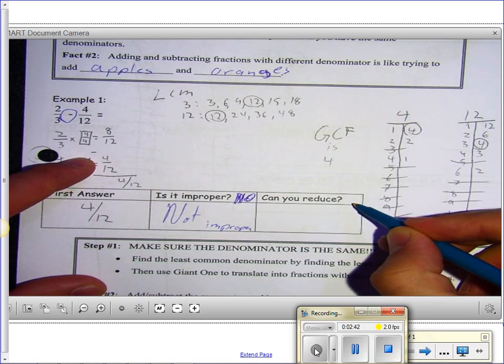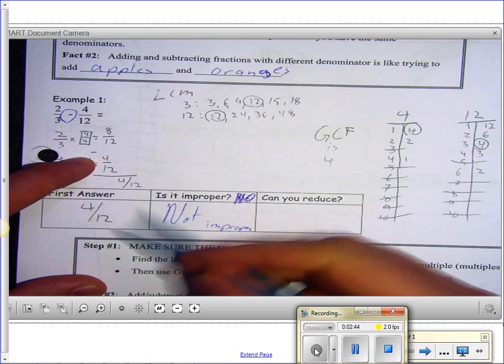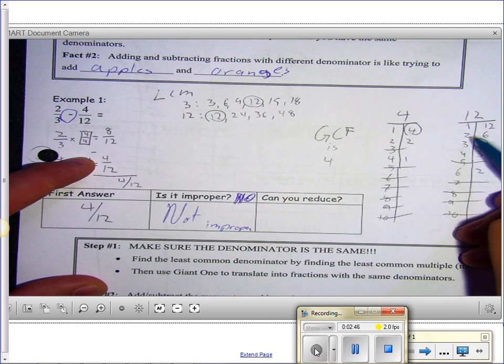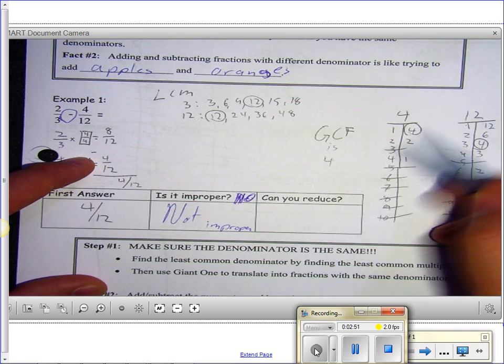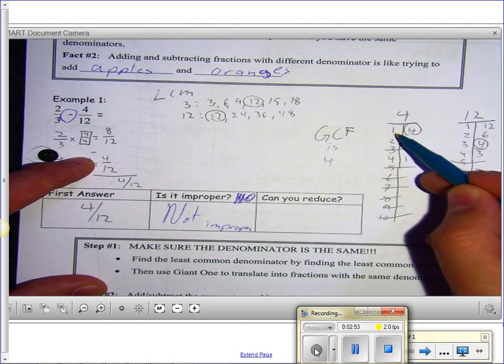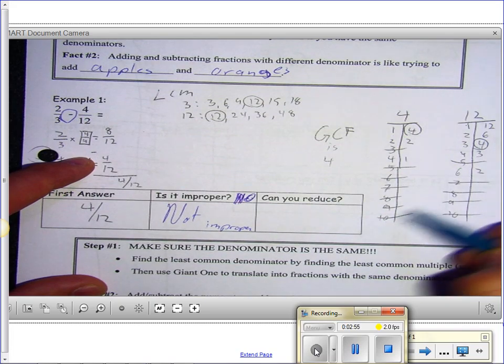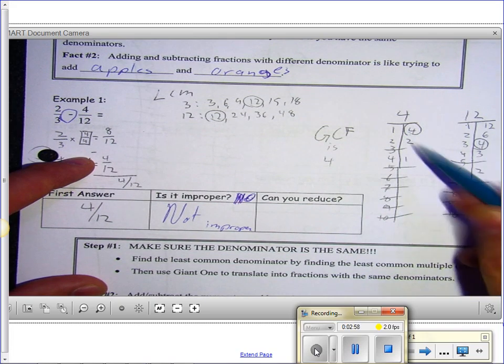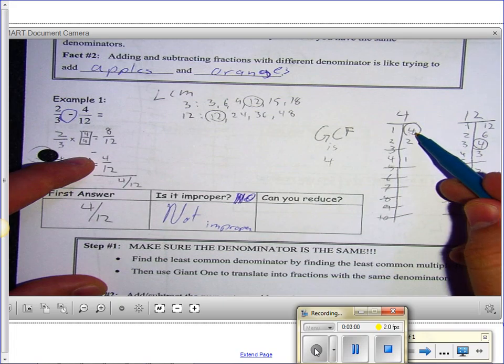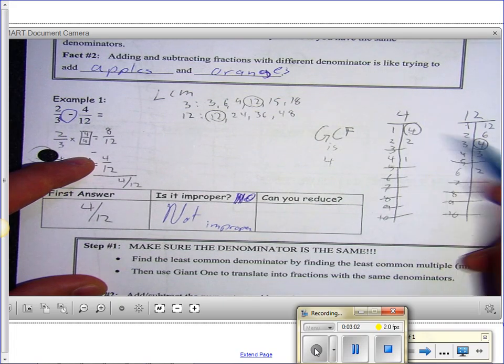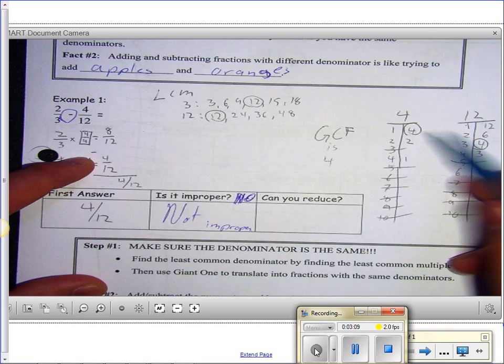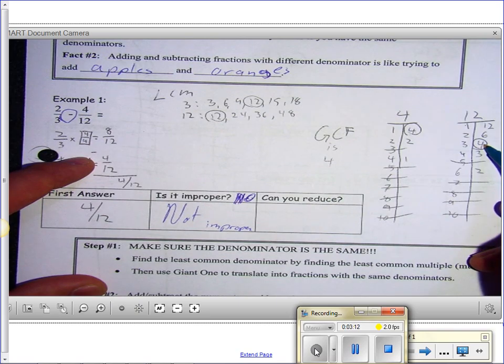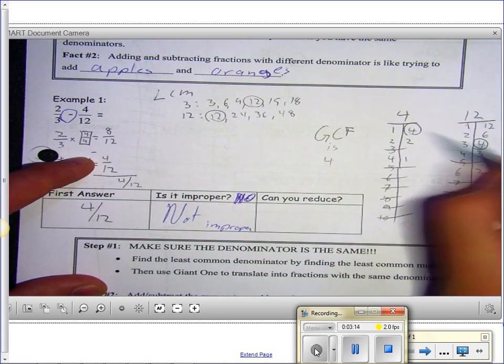Can you reduce? In order to figure out if you can reduce 4/12, you make 2 t-charts and find the greatest common factor. When I make my 2 t-charts and I write my multiples from 1 to 10, I find that 1 times 4 and 3 times 4 share a same factor. The greatest common factor is 4, since there's no number that's bigger than 4 that is the same in both t-charts. So it turns out that I can reduce.